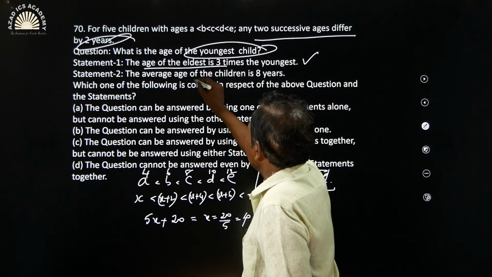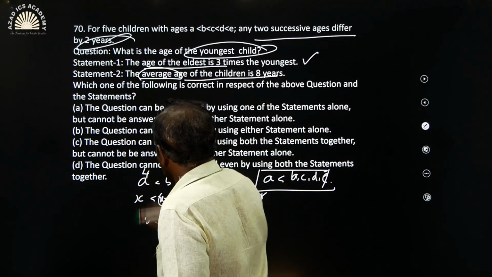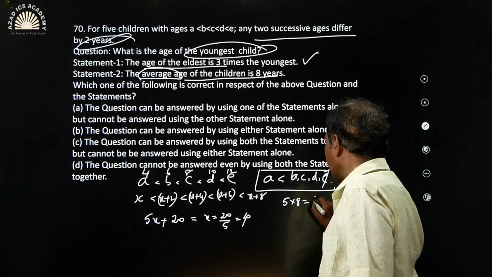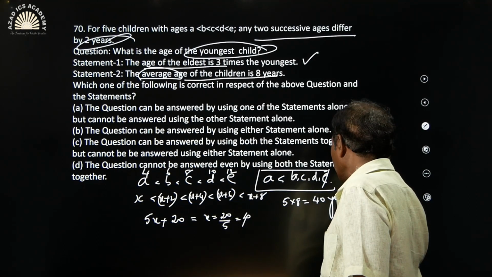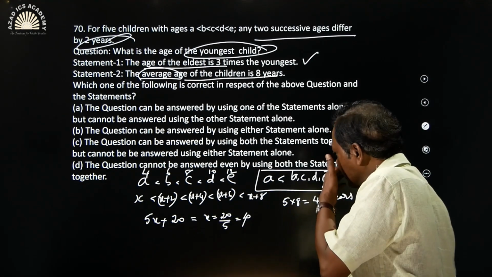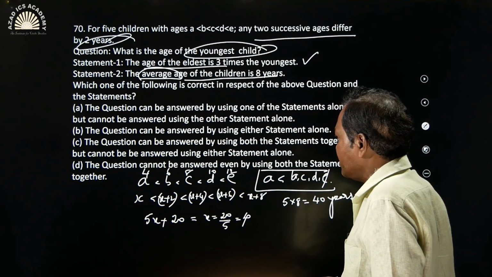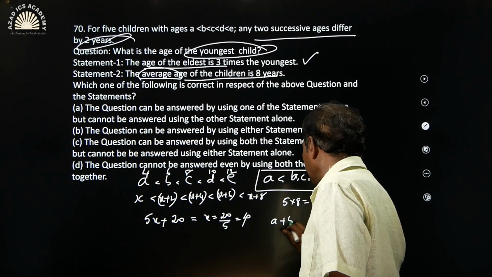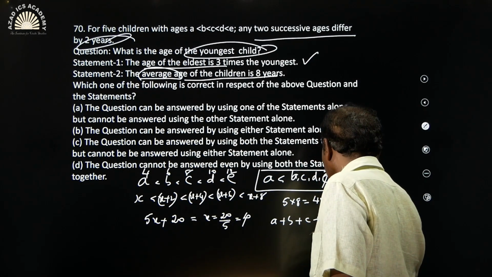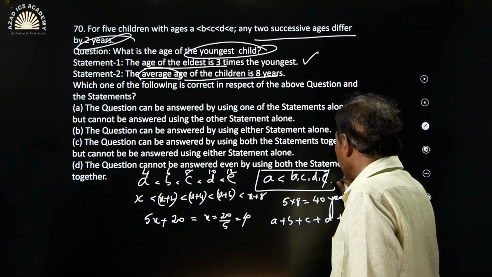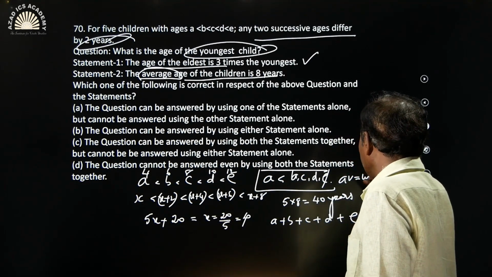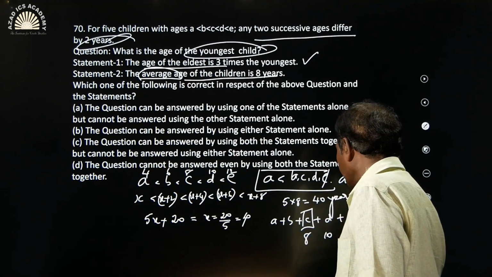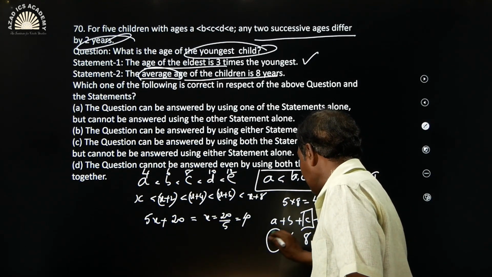Statement 2: the average age of the children is 8 years. Average age. There are 5 children. 5 into average 8, total is 40 years. If you see average, you always have to see the middle term. Like 40 by 5, average means A plus B plus C plus D plus E. Average is equal to the middle term. What is the middle term here? This is 8. This is 10. This is 12 years. This is 6. This is 4. Yeah, this is sufficient.